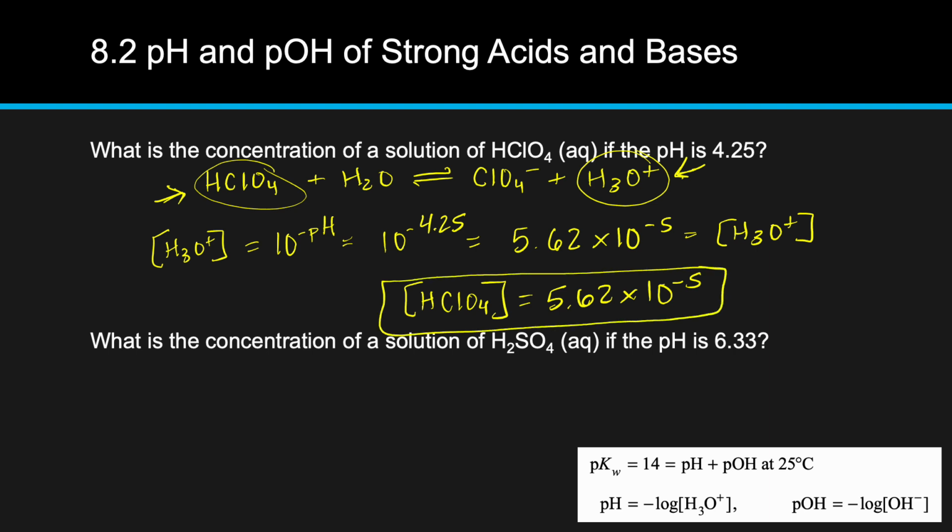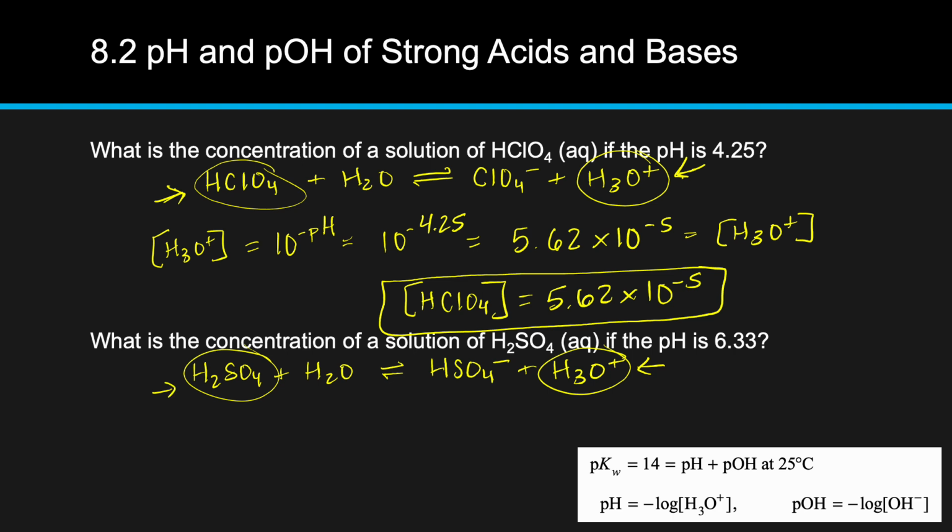All right, and now doing that again with sulfuric acid. It says, what is the concentration of sulfuric acid if the pH is 6.33? So again, if we look at the equation, if we mix H2SO4 with water, we're going to get HSO4- and H3O+. Remember, because it's a 1-to-1 ratio, whatever we get for one is going to be the same for the other.